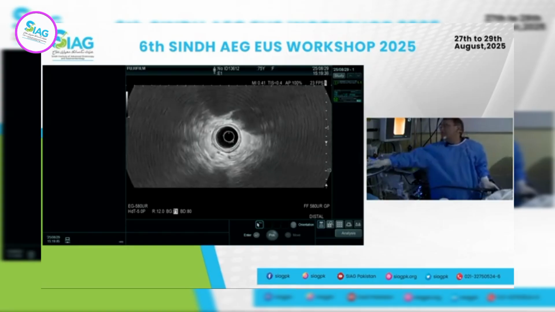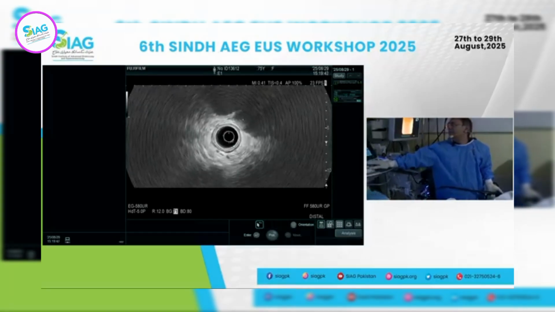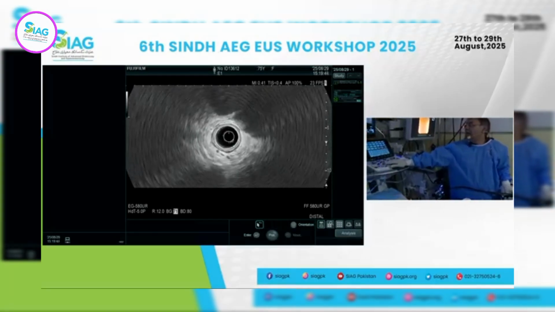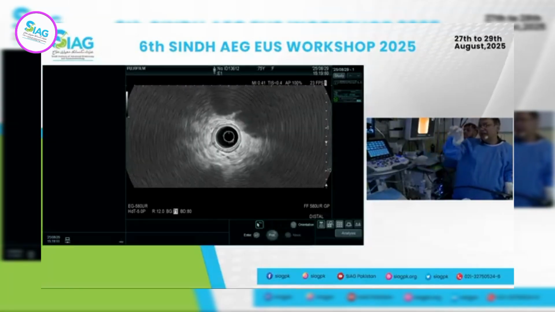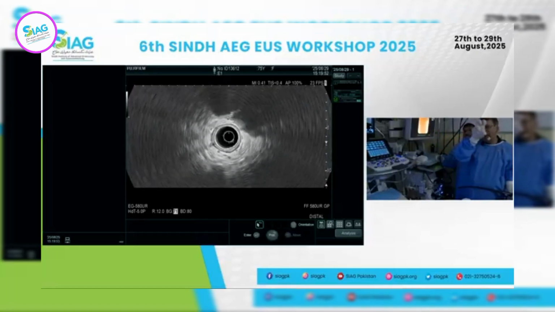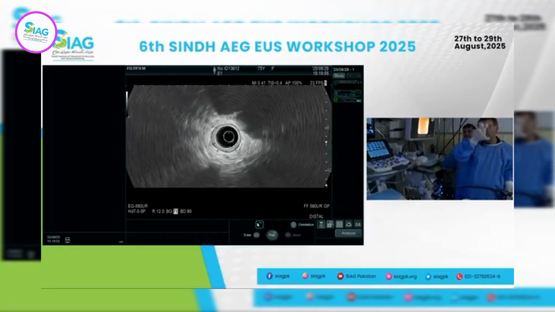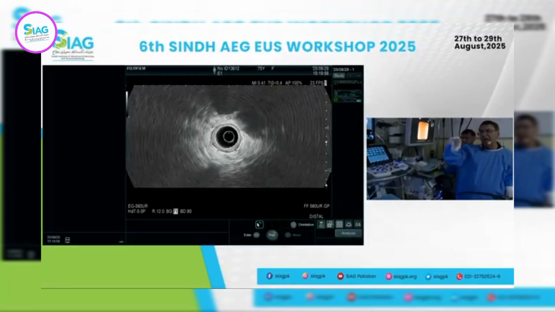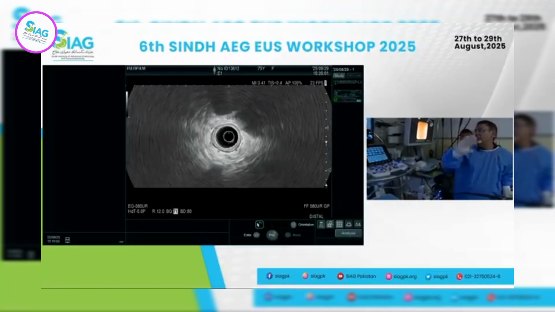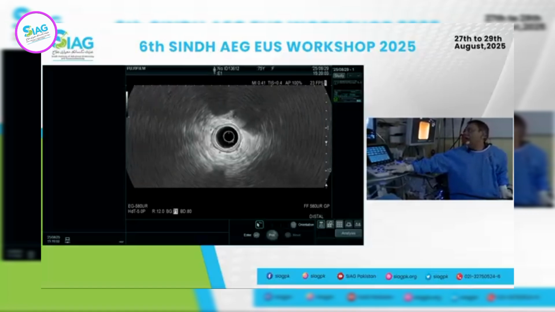As soon as I start pulling back, in the case of a male, before you reach the prostate you will see the seminal vesicles. They are like black pockets, black grapes, connected with each other and irregular. When you put a Doppler on those, there is really no flow.